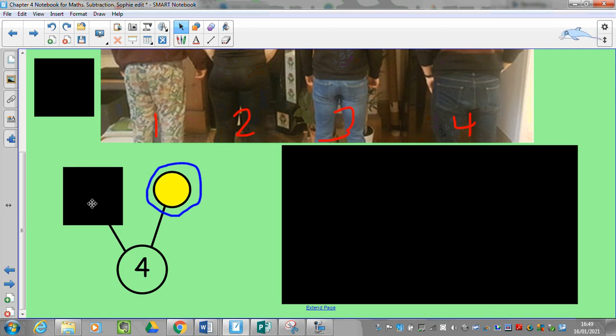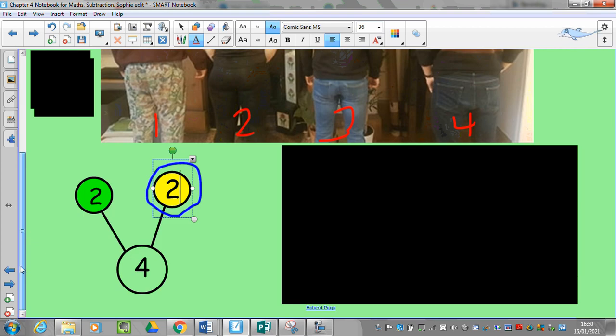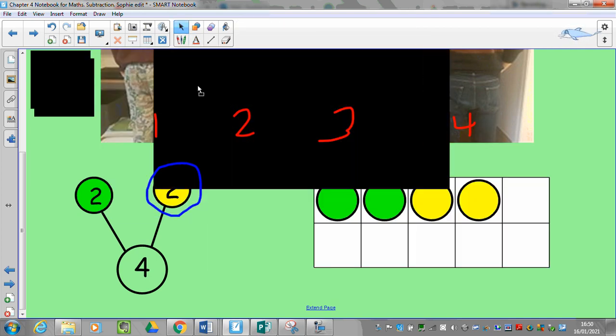Okay, so we need to find out how many are not wearing sunglasses. And let's have a look. Oh, so 2 are not wearing sunglasses. How many are wearing sunglasses? We can use our part whole because 4 is the whole number, 2 is a part, so we know that this part over here must be 2. So I can then use my facts, even though I can't even see how many are wearing sunglasses. If I get told a secret that 2 of them are wearing sunglasses, I know that there are 2 that are not wearing sunglasses. Now let's have a look at that on our tens frame.